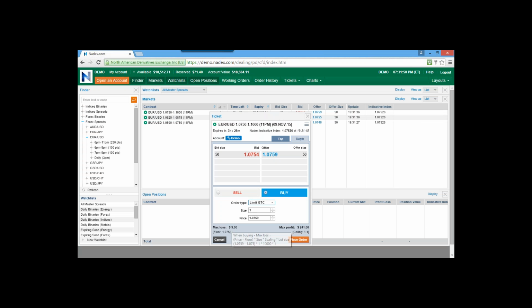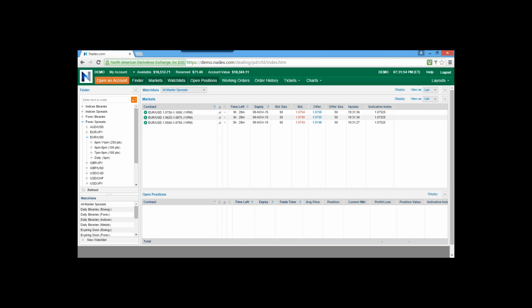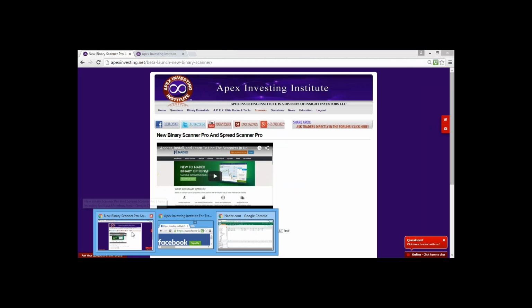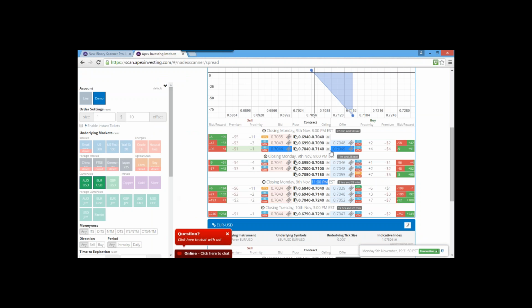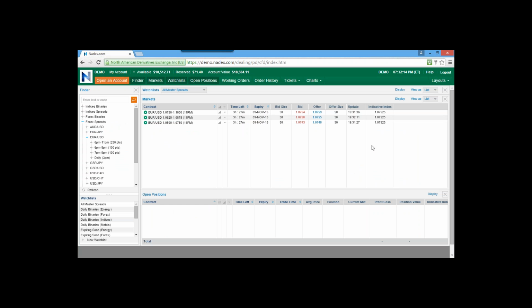Okay, so there are different spreads. On the spread scanner that I showed you earlier, it'll show you that right then and there. You can see all the spreads right here, and the numbers in red are the amount of money you'll be tying up as margin. It's right there.